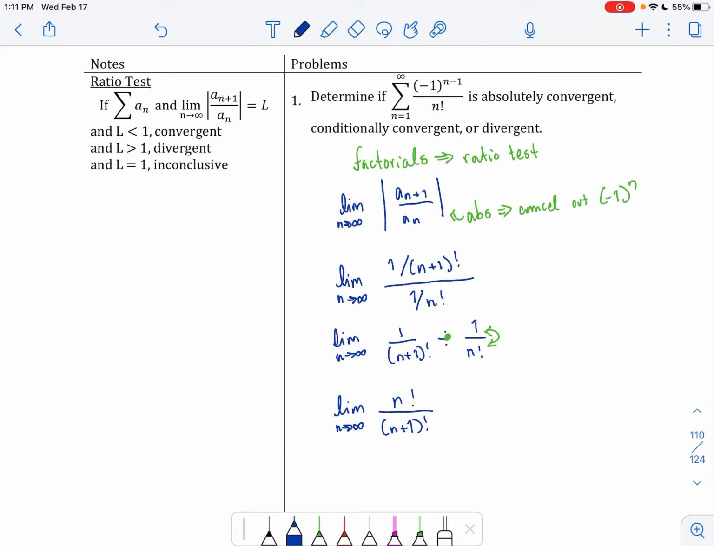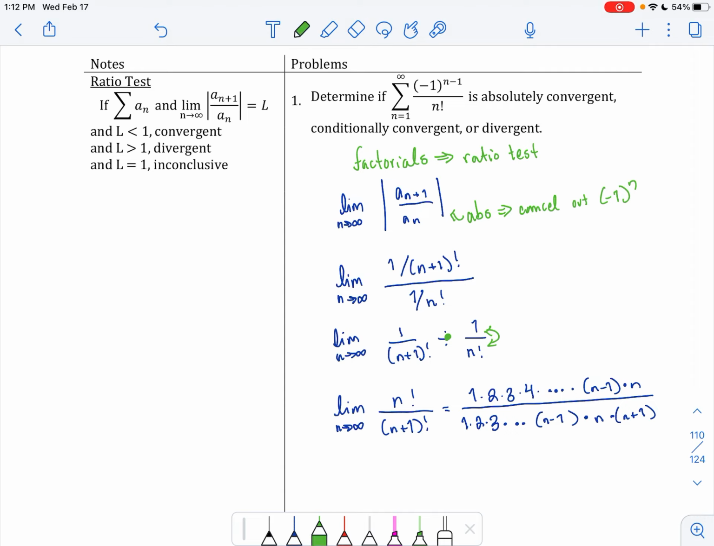And this is why factorials are really good for the ratio test. Now remember, with factorials, I'm going to expand this out. It's 1 times 2 times 3 times 4, all the way out to n minus 1, n. Now the factorial in the denominator, same thing. 1 times 2 times 3, that's how all factorials start. And this goes all the way out to n plus 1. The term before that's n, the term before that is n minus 1, and so on.